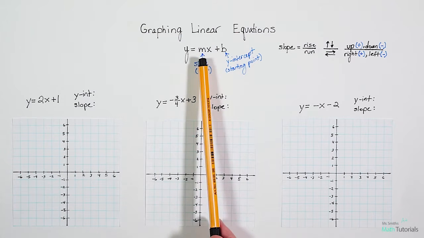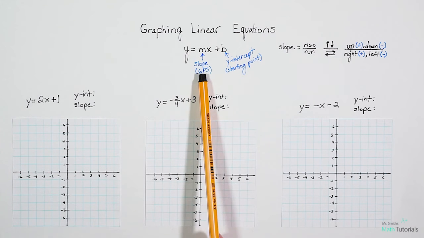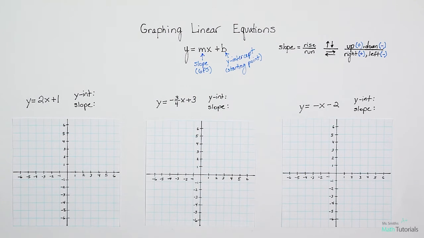The first one being m. M stands for the slope. And the slope is like our GPS of the equation. So it tells us how to move, right? Are we going to move up, down, left, or right? And how many in each direction? Our slope helps us figure that out.